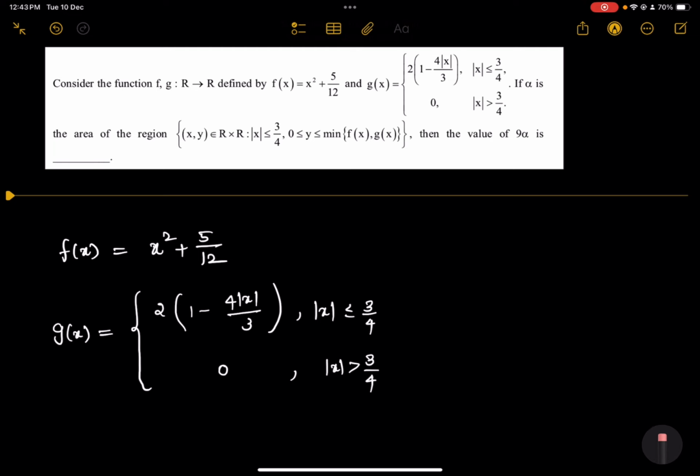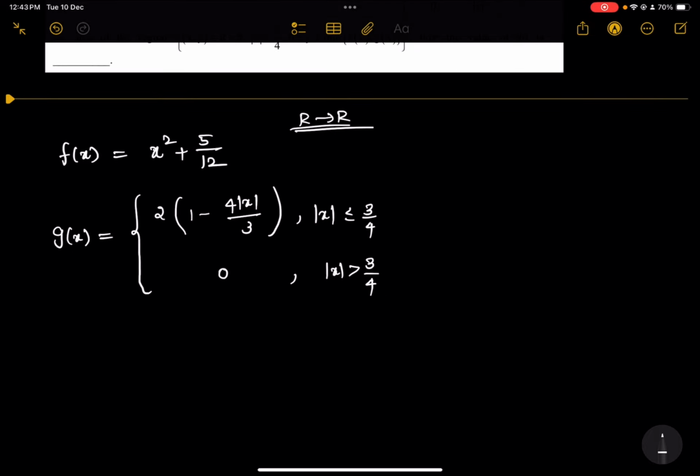But before we do that, I would strongly recommend all of you to pause this video at this moment and give this question a try. So f of x is given and the domains of both the functions are R and ranges are R. Alright, and g of x is this.